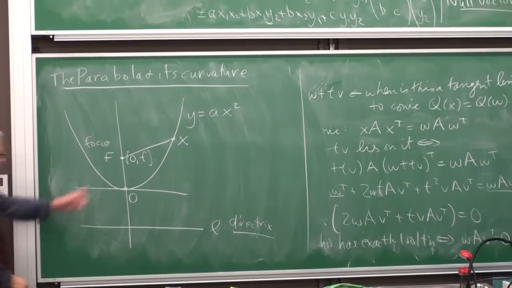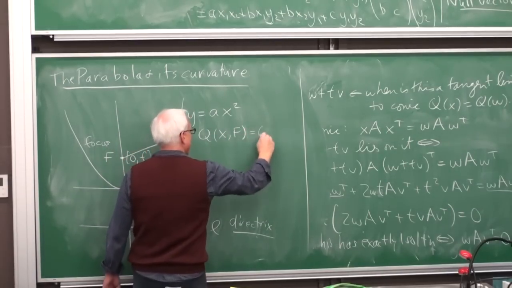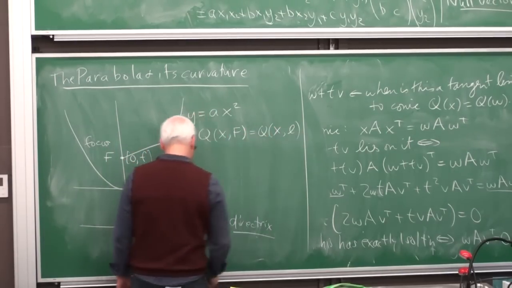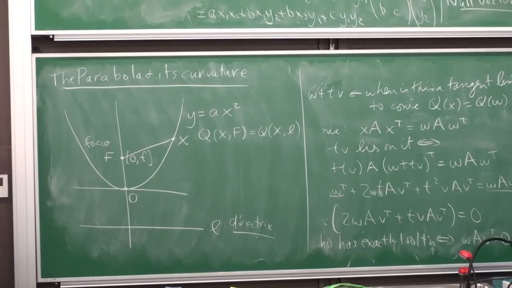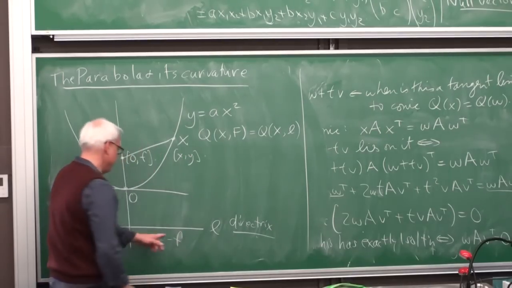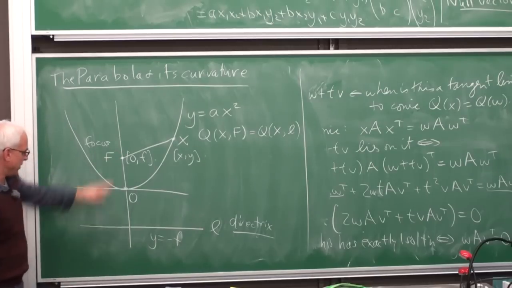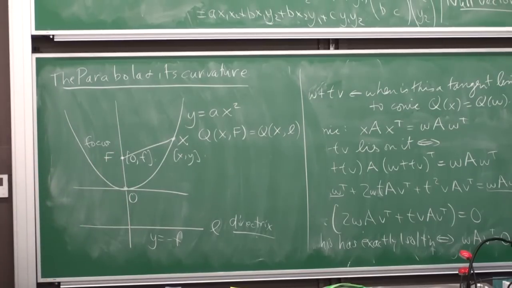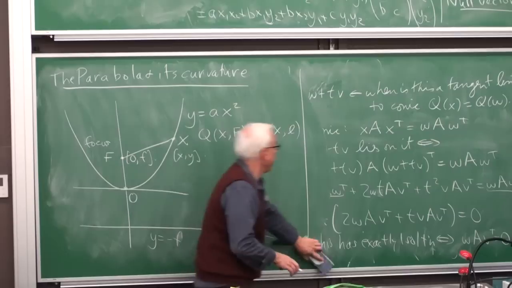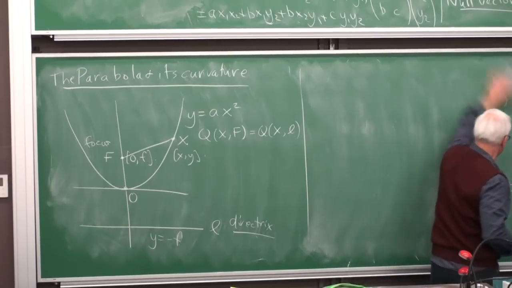All right, so the condition is that the distance from x to f should equal the distance from x to this line, let's call it L. It's the classical definition of a parabola. If x is our point, say (x, y), and the line is y equals minus f, we want the point to be equidistant between this point and this line. So we can write down an equation and figure out what f must be.